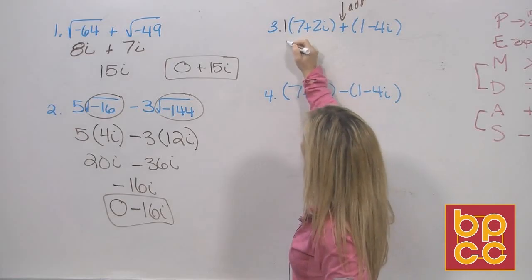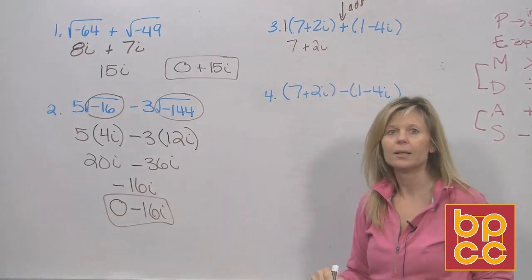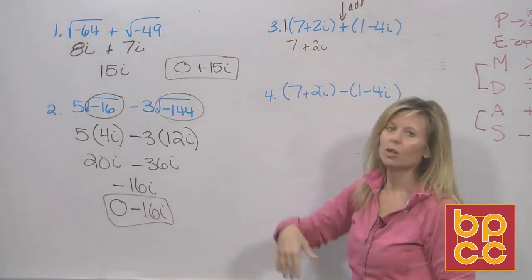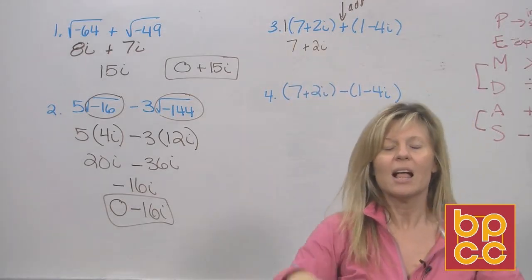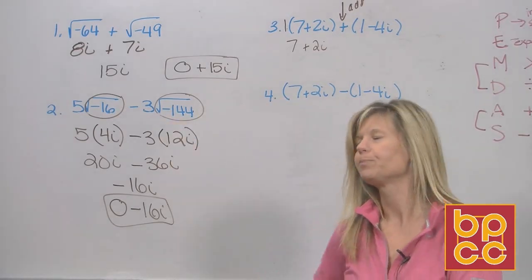Well, 1 times 7 is 7. 1 times 2i is 2i. Now, do you need to write the 1? No, but it's understood to be there. That's why you're dropping the parentheses, because you're really multiplying by 1.